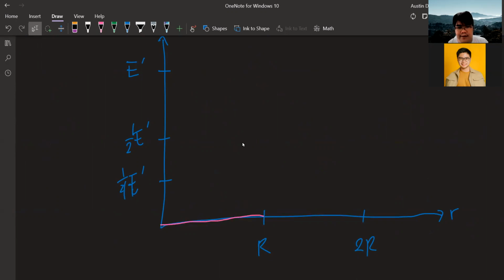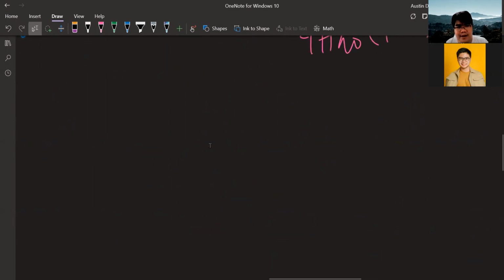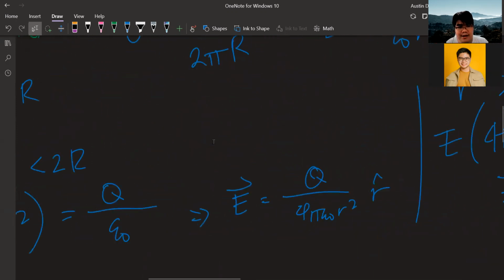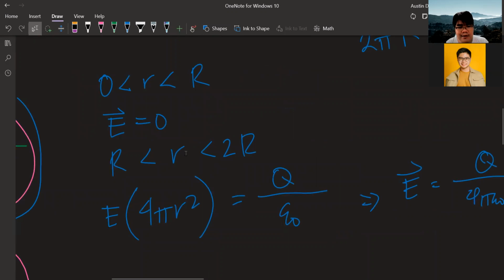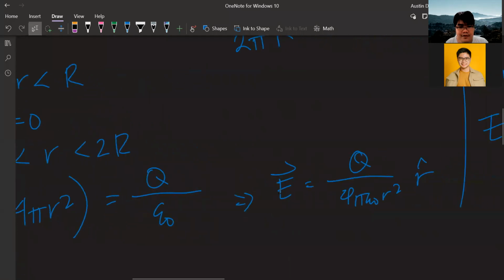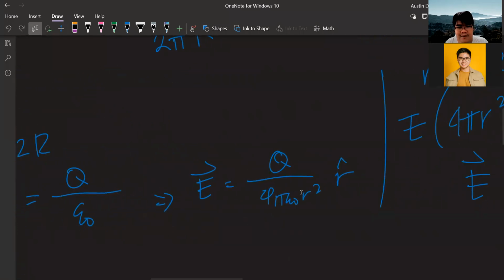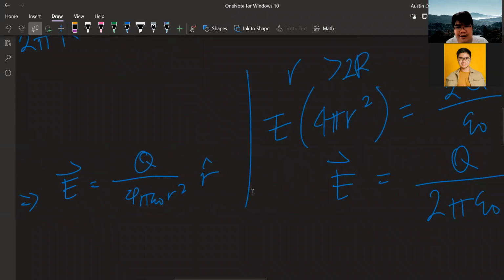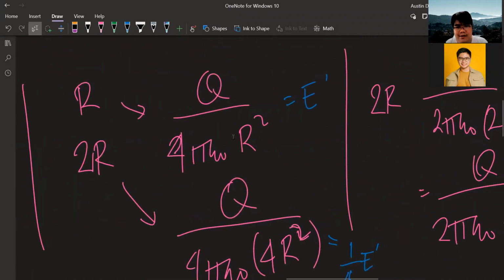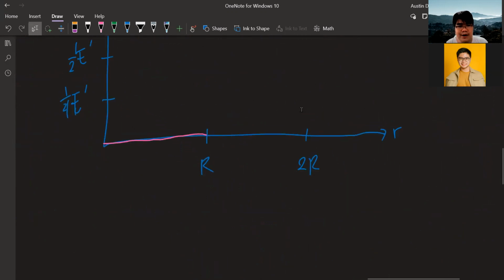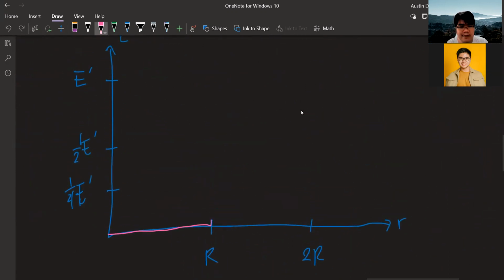I have this. Okay? And then pagdating natin sa R, ano mangyayari? Tatalon yung electric field mo to this value. And since nasa R tayo, ang value nun would be actually E prime. Okay? So for R, tatalon siya papunta ng E prime. Yun, no? Straight line, no? Okay.